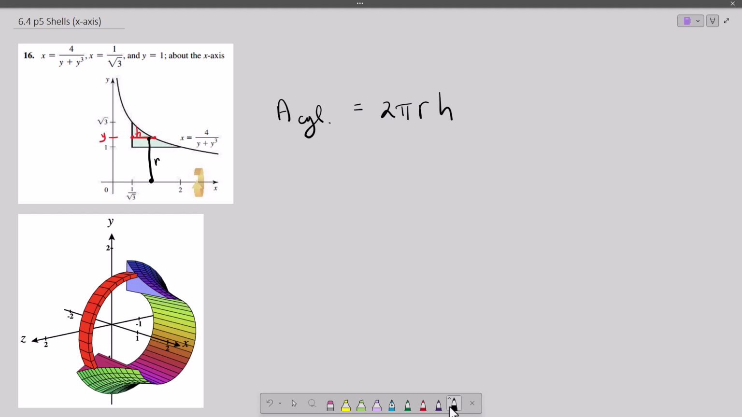And then the height is going to be the difference between this right curve and this left curve. What is the left curve? We've got the right curve given to us right there. What is this left curve? Yeah, it's just a constant, right? X equals 1 over root 3.